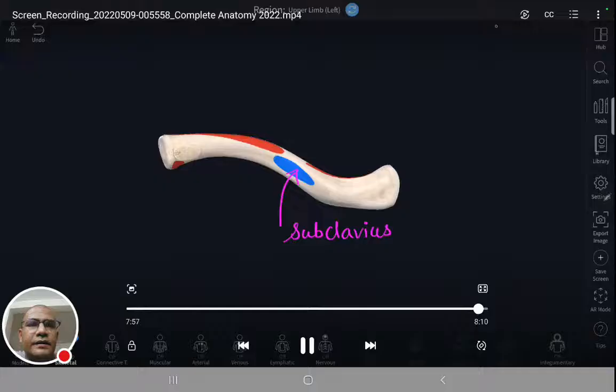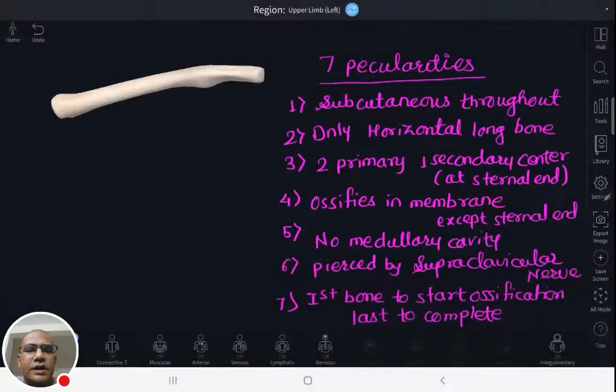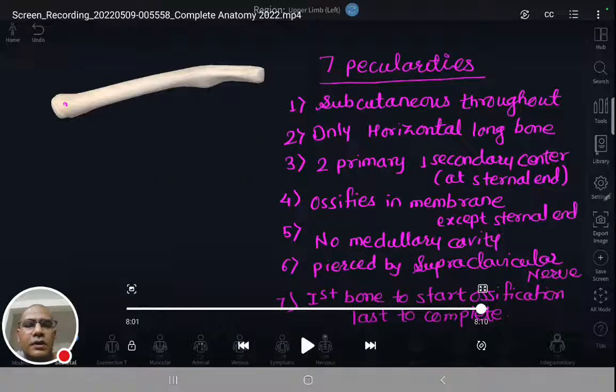and at the end we will revise an important question asked in the viva. It is the 7 peculiarities of the clavicle. So as we know, the peculiarities of the clavicle: it is subcutaneous throughout. So we can palpate the bone throughout from its medial end up to the lateral end.